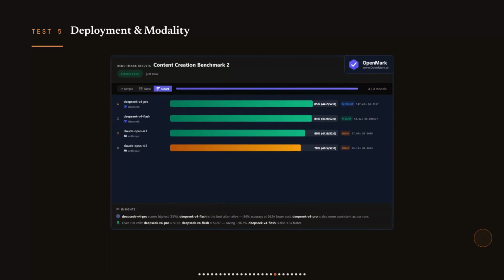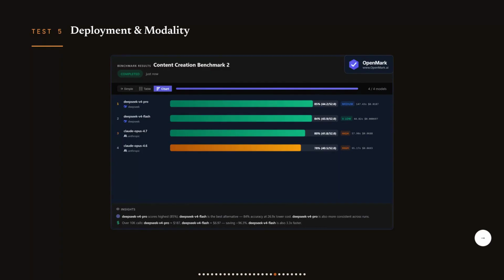Test 5. Deployment and modality. The concrete failure mode: you decide to self-host to cut API costs, and you find out Kimi K3's checkpoint is 1.56 terabytes and needs a supernode with 64 or more accelerators and roughly 1,180 gigabytes of VRAM. That's not a server rack you spin up on a Friday.